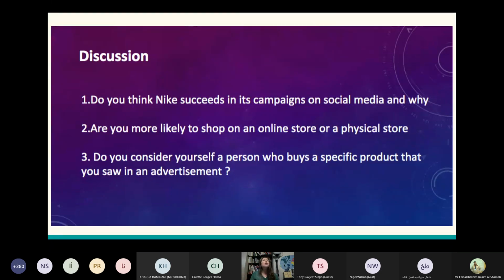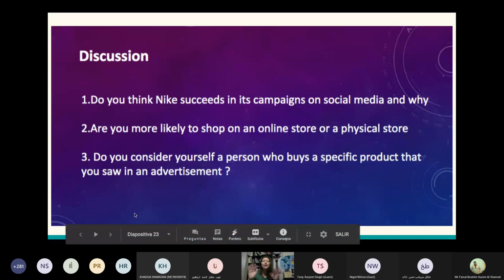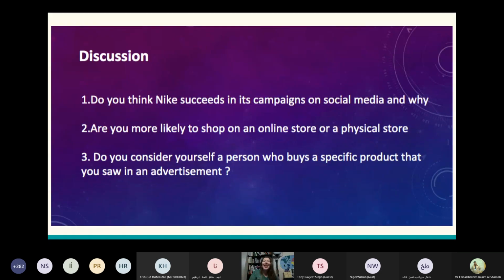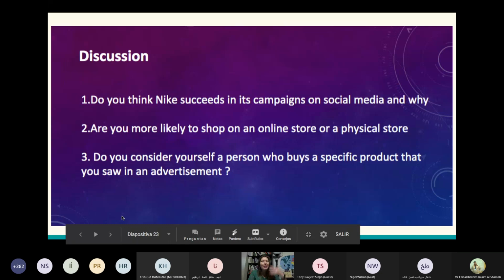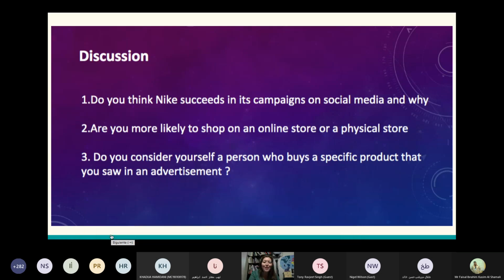They also delved into a topic about would you be more likely to shop online or at a physical store for Nike? Do you consider yourself a person who buys a specific product that you saw in an advertisement, for example? And so they also played with the physical face-to-face shopping and online. And again, this was also towards the beginning of the pandemic when we were all finding ourselves in dorm rooms and houses and homes. And Amazon was one of our best friends for a little while.